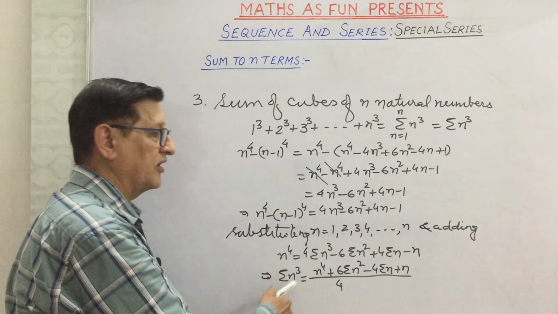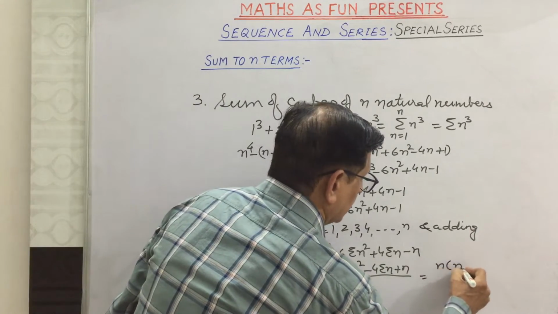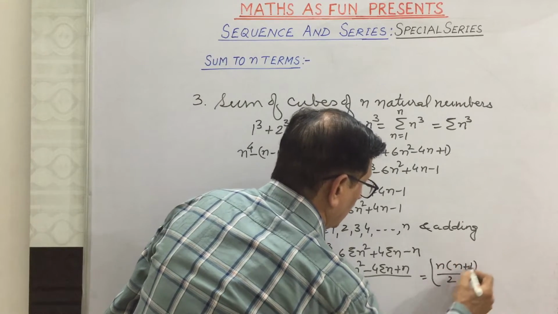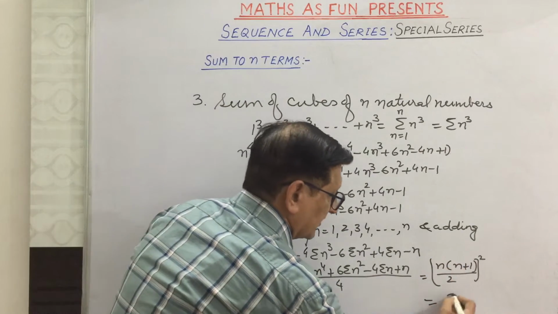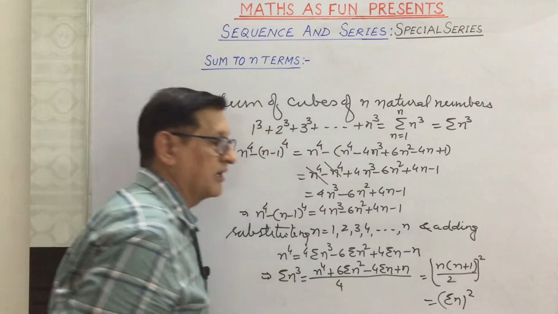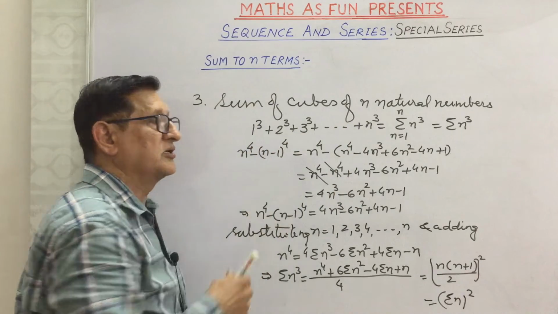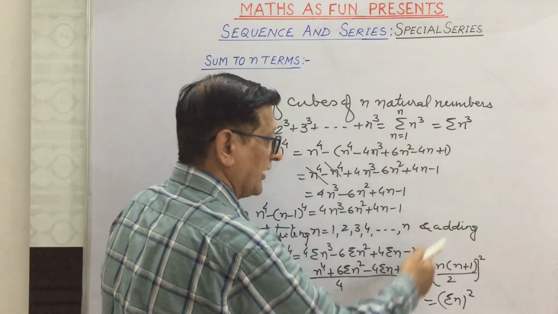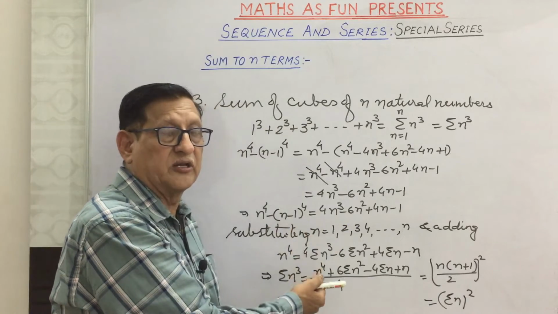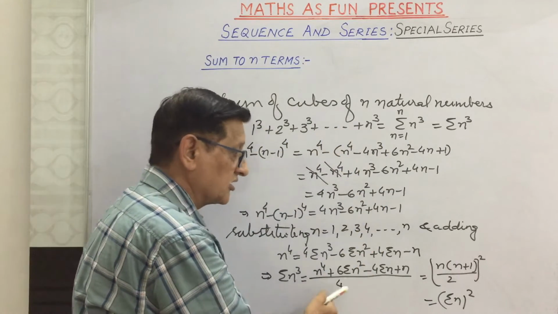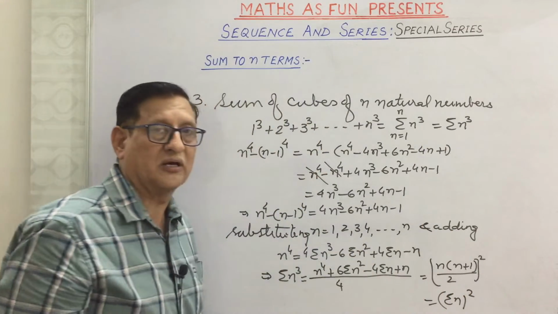And this, when we simplify, substituting these values, we are getting this as n into n plus 1 upon 2 whole square. We know that this is sigma n, so we can write this as the square of sigma n. It means we are getting the sum of cubes of first n natural numbers, that is sigma n cube, as n into n plus 1 by 2 whole square. And also we can find a relation between sigma n cube and sigma n, that sigma n cube is same as the square of sigma n.